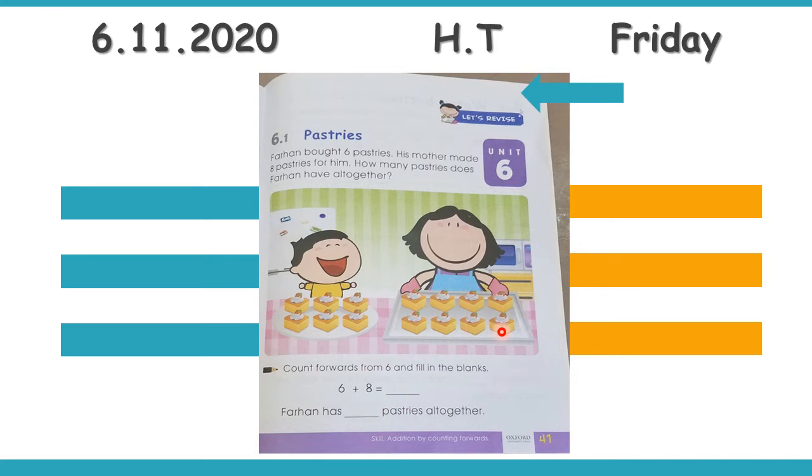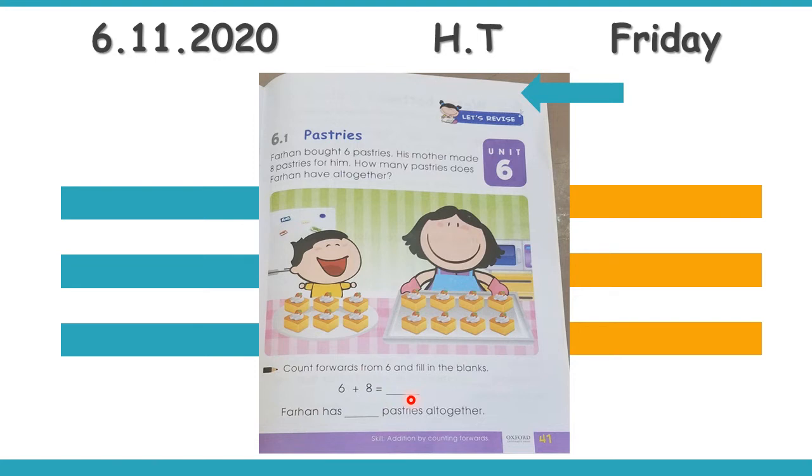Now what we have to do? They are asking how many pastries does Farhan have altogether. Count forward from 6 and filling the blanks. 6 plus 8, this is the sign of plus. We always use this sign in addition. 6 plus 8 is equal to dash. You have to write here your correct answer.